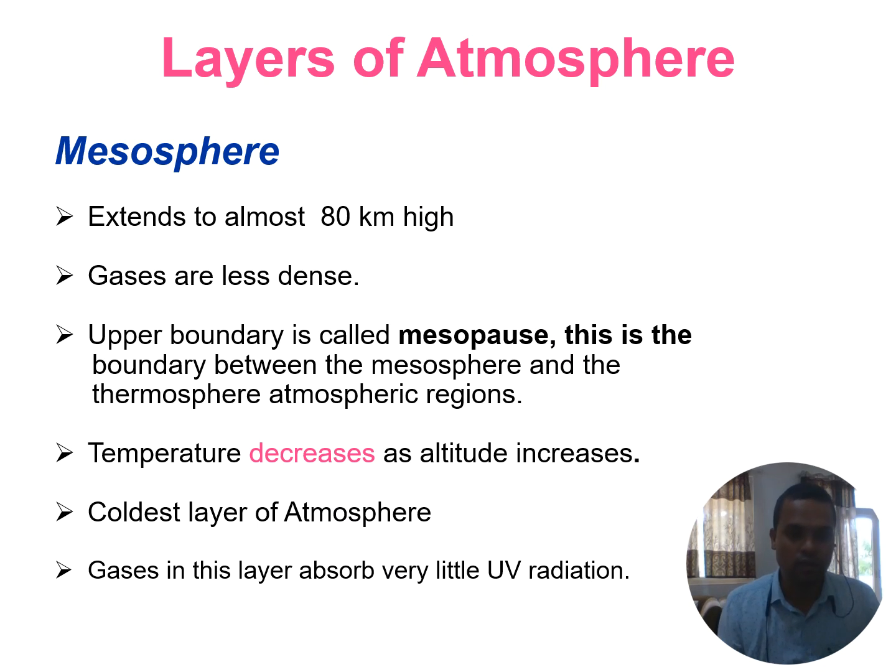The temperature decreases, and the reason here is that there are no gases to absorb the light from the sun. Basically, whatever comes from the sun just goes through, and the temperature goes down. Okay, it is one of the coldest layers of the atmosphere. And gases in this layer also absorb a little bit of UV radiation, so you don't see a change in the temperature.